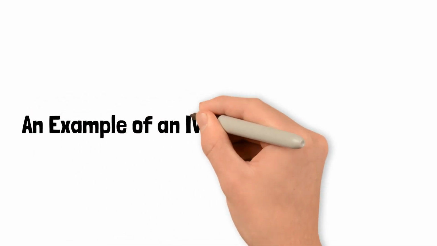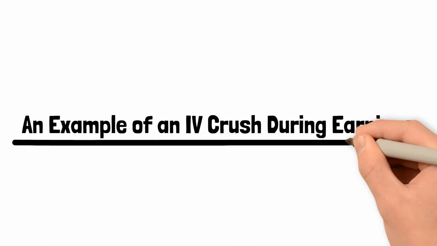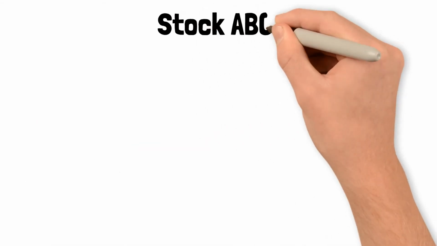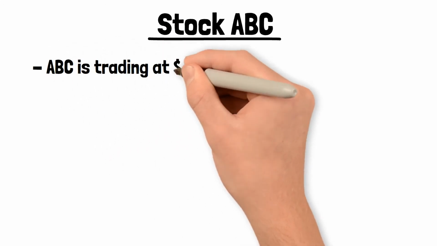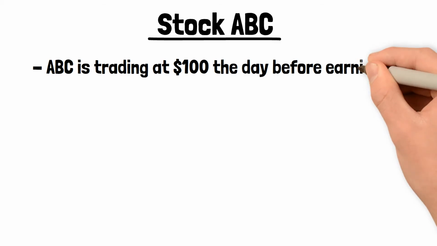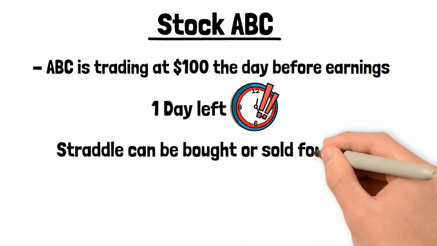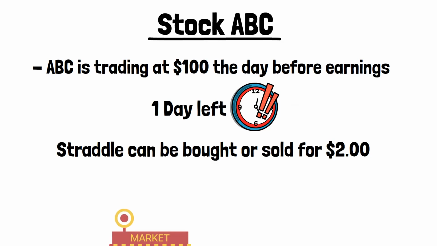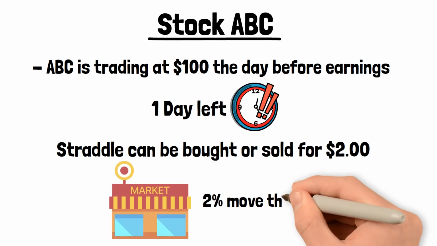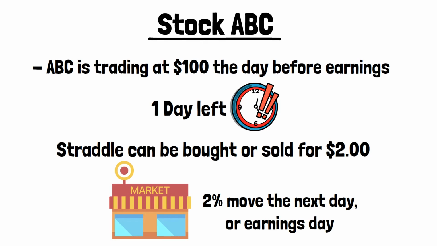An example of an IV crush during earnings. Let's use stock ABC for an example. In this scenario, ABC is trading at $100 the day before earnings. With one day left to expiration, the straddle can be bought or sold for $2. This means the market is expecting a 2% move the next day, or earnings day.